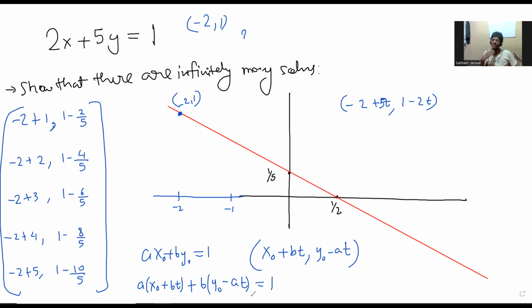T is the parameter. T is what you can use to easily describe all the solutions. Let's put it like that. First, forget the word parameter, right? T is the value which you can use to describe all the solutions. T is not the solution. The solution is this comma this. For example, when you put t equal to 3, you get this, and this is the solution. So t is a parameter. It very easily helps you to describe the solution, and that's what we call a parameter, right?